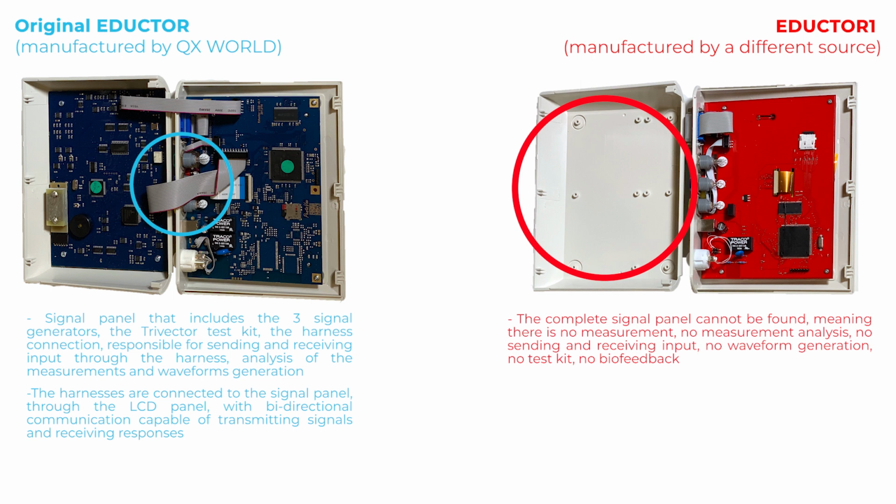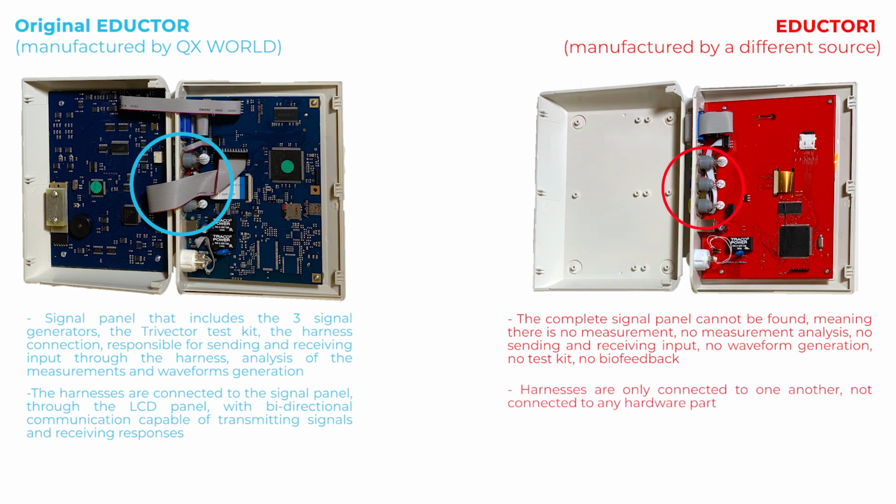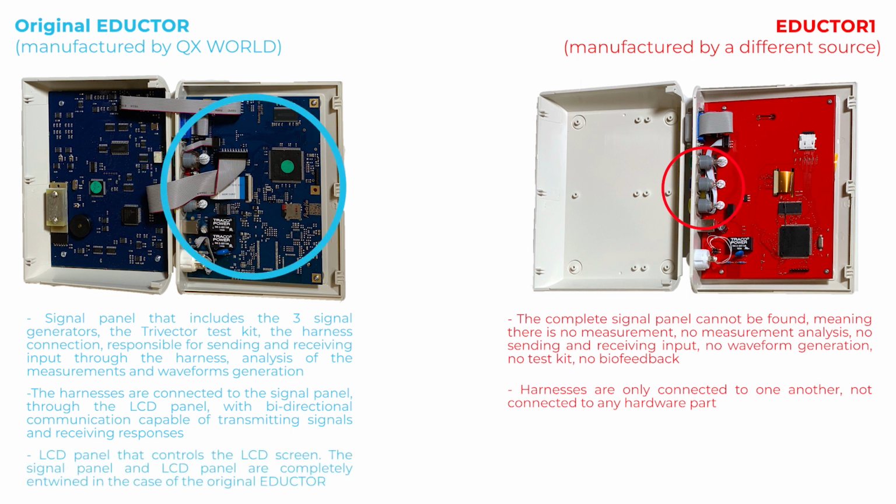The harnesses are connected to the signal panel through the LCD panel, with bidirectional communication capable of transmitting signals and receiving responses. Harnesses are only connected to one another, not connected to any hardware part. LCD panel that controls the LCD screen. The signal panel and LCD panel are completely entwined in the case of the original EDUCTOR.